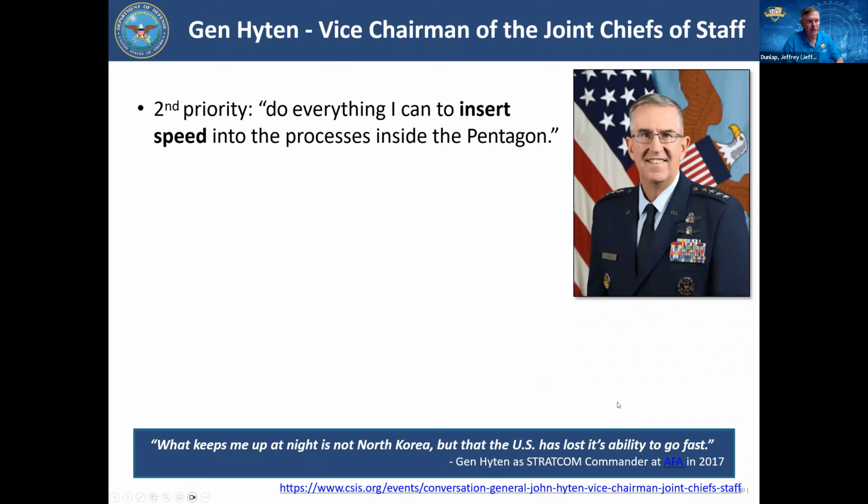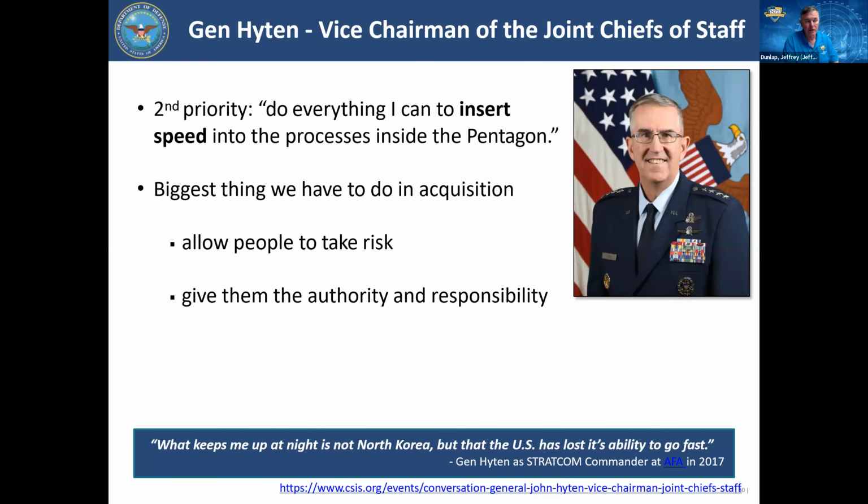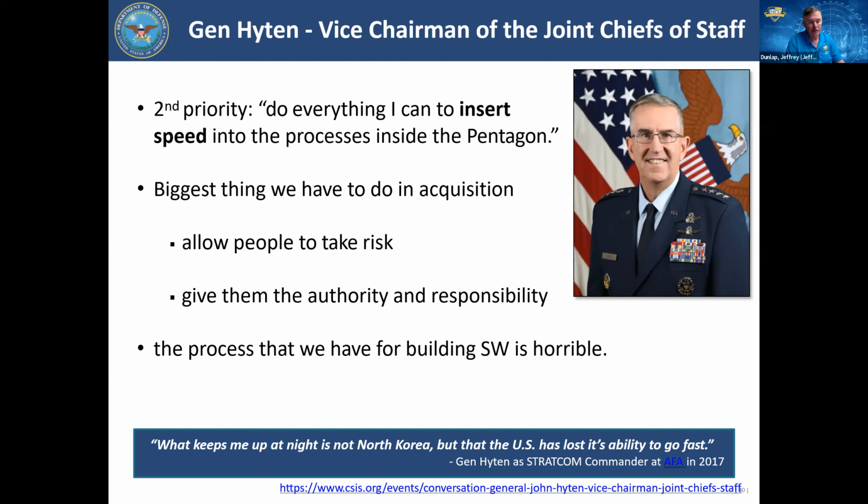The previous Joint Chiefs of Staff, basically in 2017, 2018, when all this stuff was happening, he was saying, as the vice chairman of the Joint Chiefs of Staff, we need to insert speed into the process in the Pentagon. We need to let people in acquisition take risk. Acquisition is risk averse, but we've got to let them do that. And we need to give them authority and hold them responsible for the stuff that they do. And our process for building software is horrible. Quotes from him.